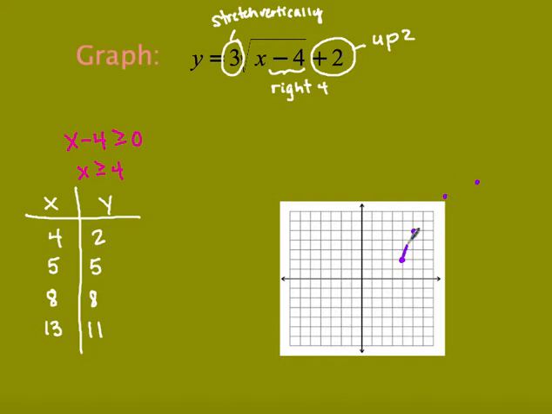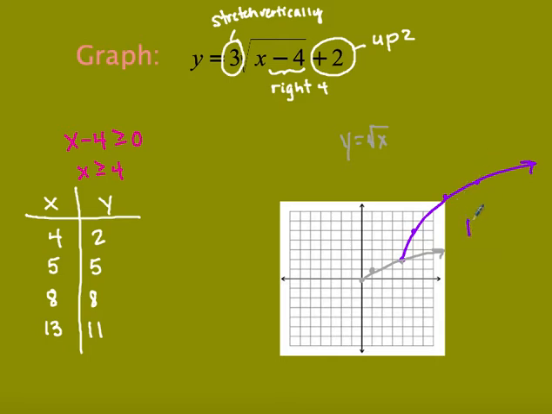So you can see that curve. You can see it's stretching. My graph has moved to the right 4, 1, 2, 3, 4. It has moved up 2, 1, 2, and it has stretched taller than it normally would. If I go back and graph that original, that parent graph being the square root of x, I would have 0, 0, 1, 1, 4, 2. You can see it's a little bit flatter. So this graph is being stretched.